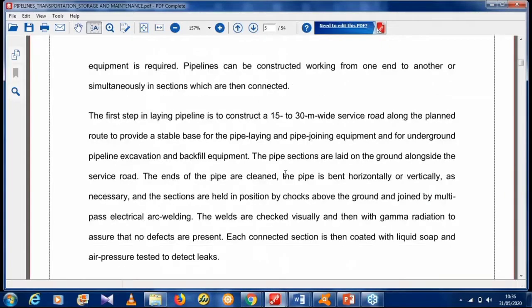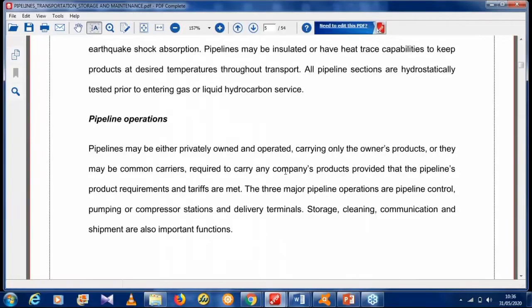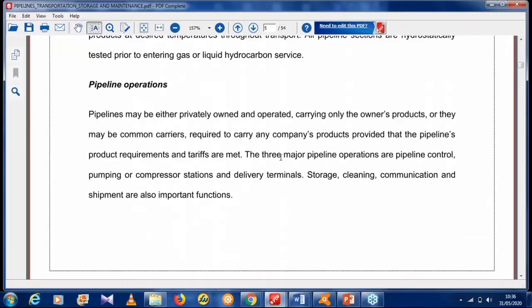Even in the laying of the pipes, we also have different processes. For pipeline operations, a pipeline may be operated either privately owned or as a common carrier. Sometimes they may be required to carry a company's product. It could even be that you as a company might have to run your product through another company's line also. In such cases, there will be discussions of MOUs and tariffs attached to that.